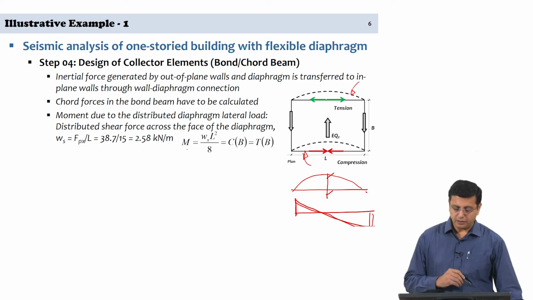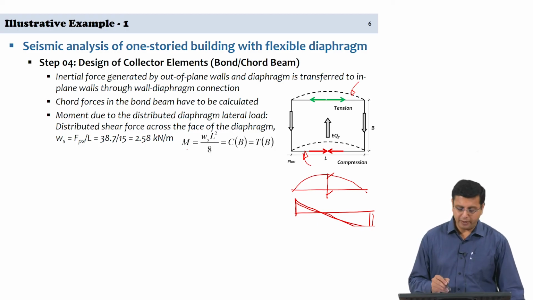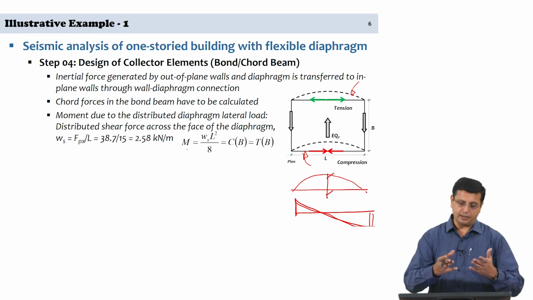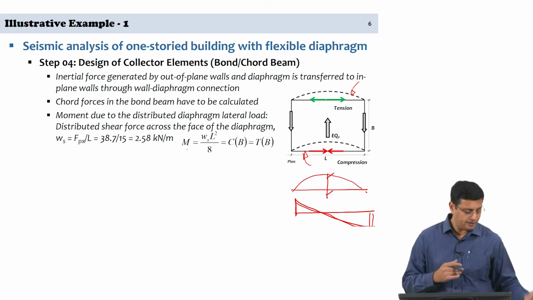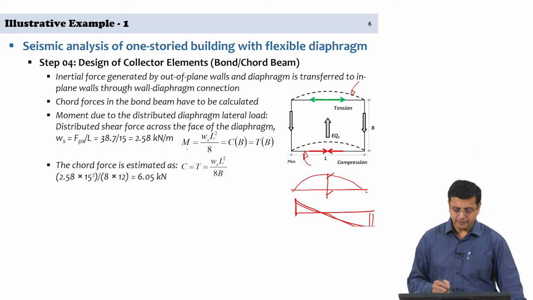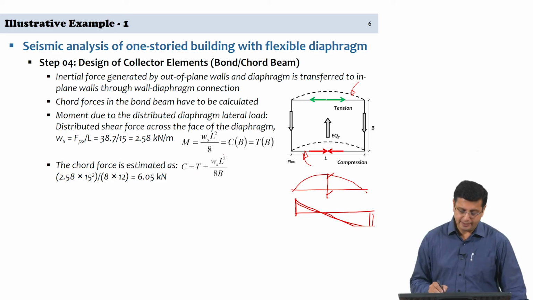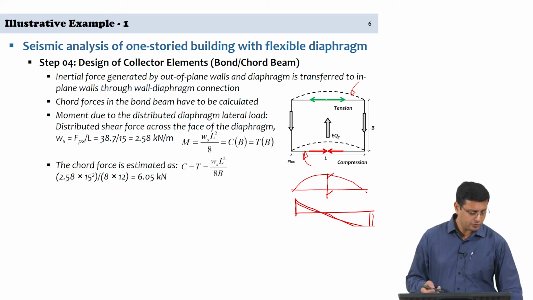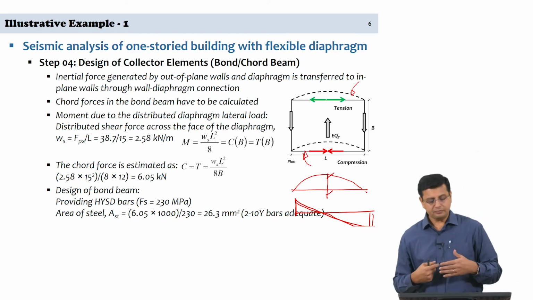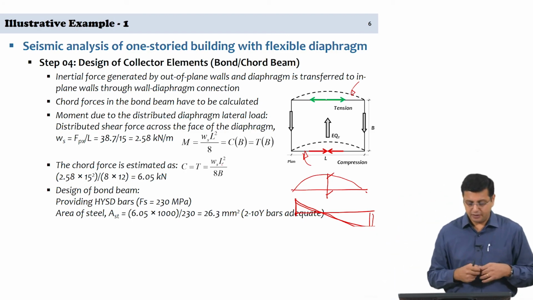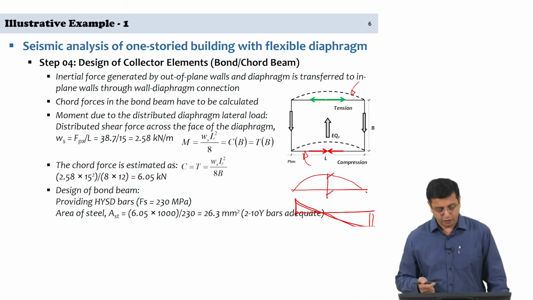So, the moment Ws into L squared by 8 is nothing but the compression force and the tension force acting on the chord beams, and therefore, we can estimate the compression force or the tension force as Ws into L squared by 8b, which is what you get here. We estimate the compression force or the tension force to be equal to 6.05 kilonewtons, and therefore, this chord beam has to be designed to carry a compression or a tension force of 6.05 kilonewton.